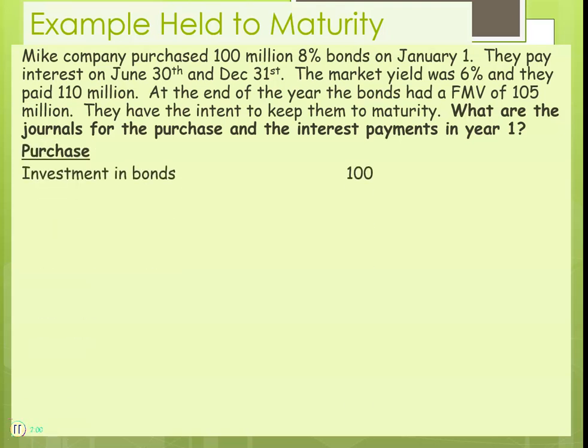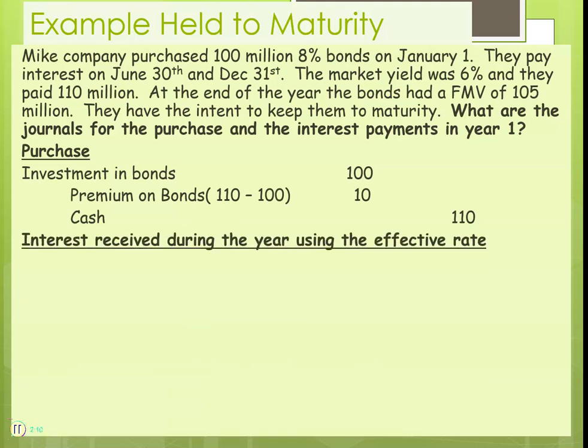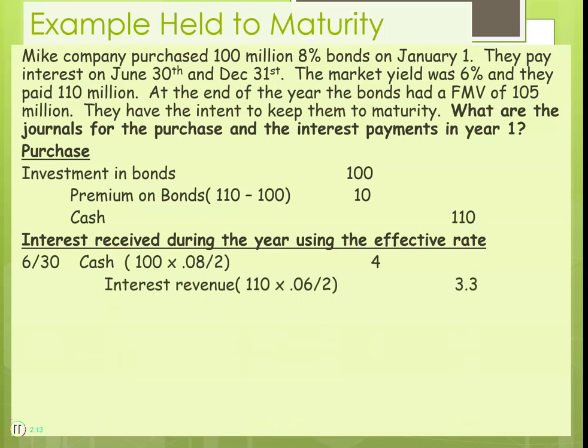So, for the purchase, it would be investment in bonds, which would be the face of the bonds. The cash is what you paid for it, and the difference, in this case, is a premium. Then interest received for the year, using the effective rate, the first one. Now, interest revenue, you have to use this number for the income statement. The cash is what you're going to use on the cash flow statement. And then premium on bond, which is going to be the difference between the cash and the interest revenue.